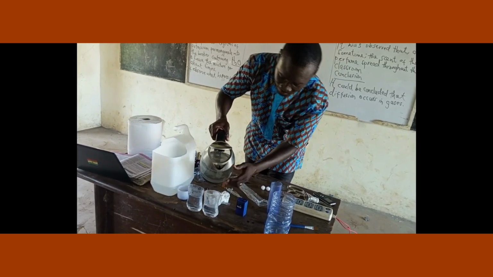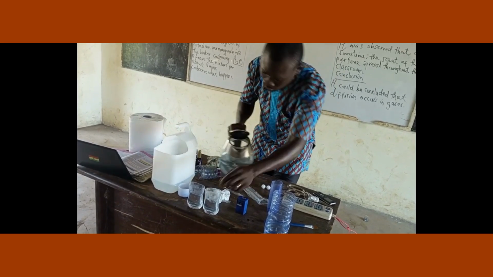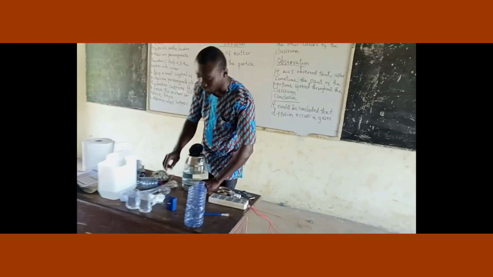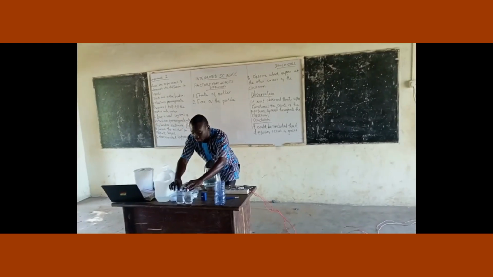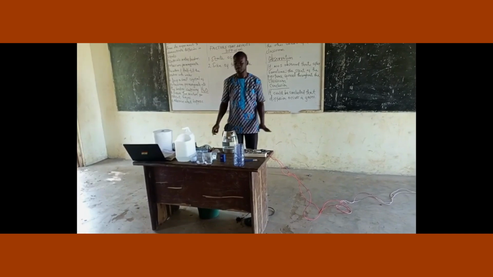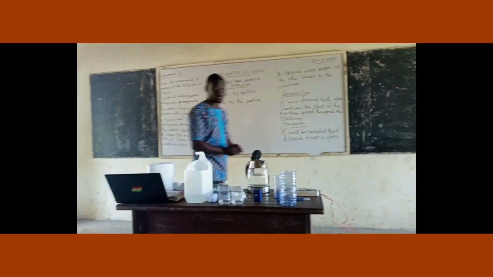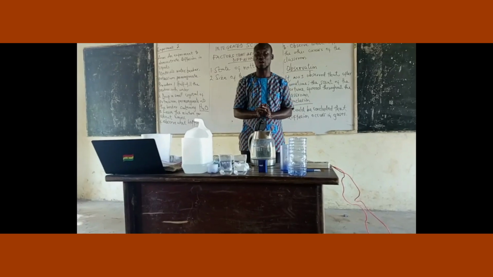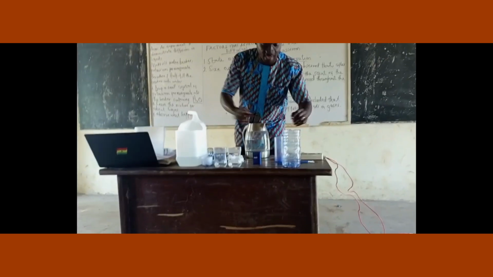So let me place them side by side. Good. So I have two naphthalene balls, and I'm placing them simultaneously in them. Let's leave it for some time and check what will happen: the one that will dissolve fast and the one that will not dissolve fast. Then, in doing so, let's get this done.